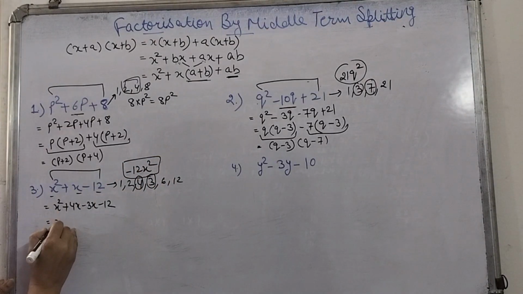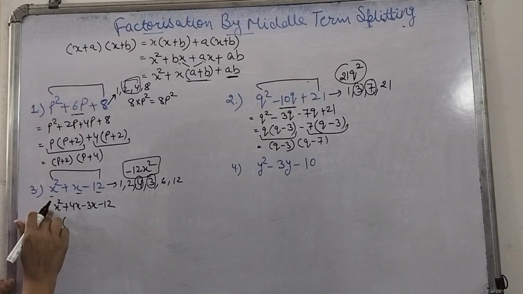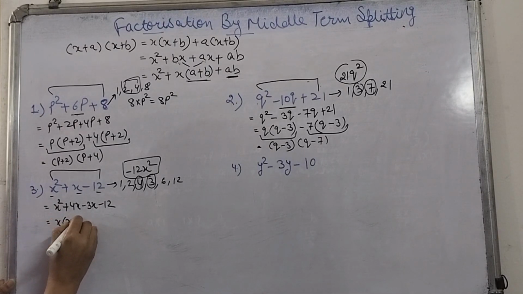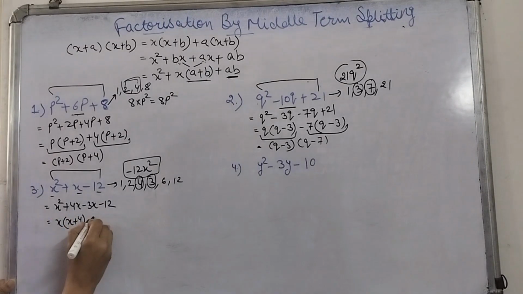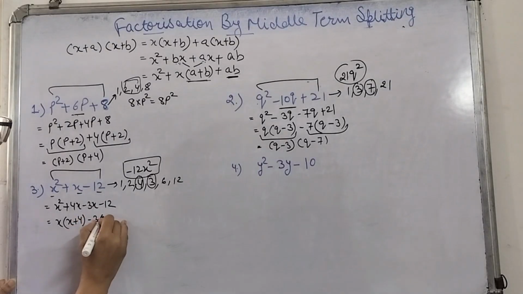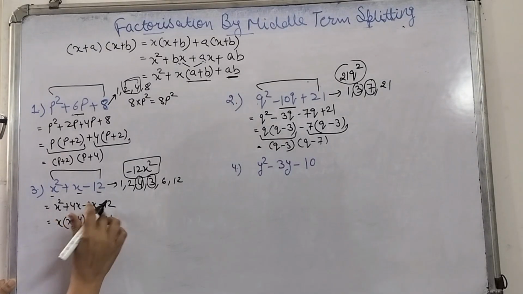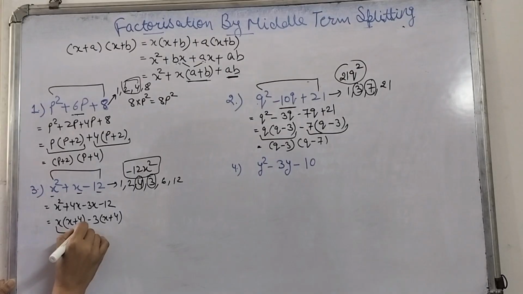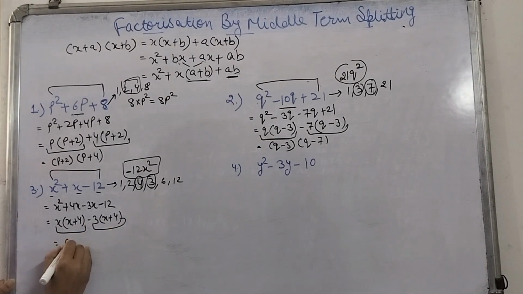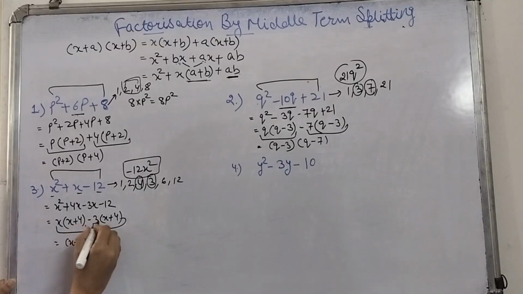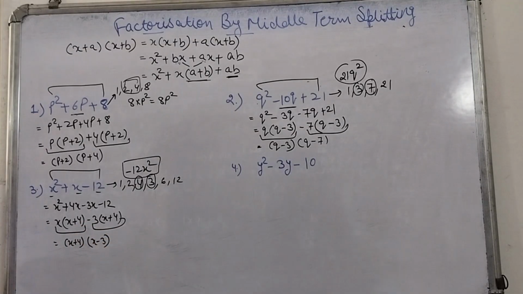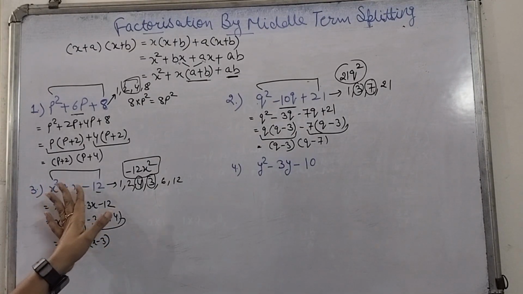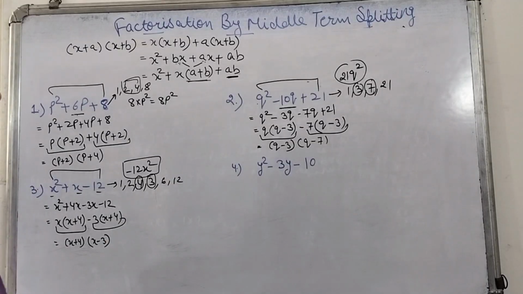From the first two terms, x could be taken common. The remaining will be x plus 4. From these two terms, minus 3 could be taken common. It will be x plus 4, minus 3 times 4 is minus 12. Now in these two terms, x plus 4 is common. The remaining will be x here and minus 3 here. So these will be the factors of x square plus x minus 12.